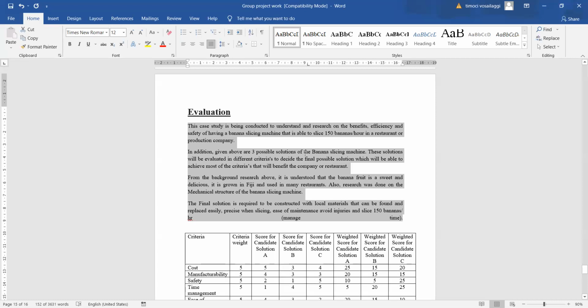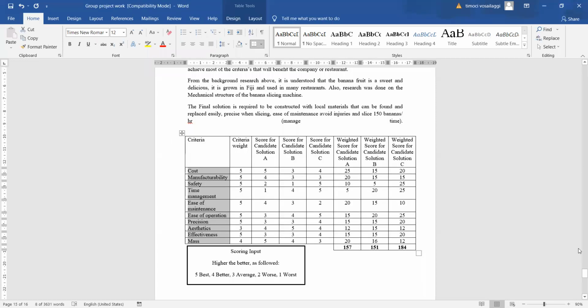The way that we're expecting you guys to evaluate is to justify the score that you give them here. So these guys have done a weighted decision matrix. You just include a table number and title for this one. But cost, manufacturability, safety, time management, ease of maintenance, ease of operation, precision, aesthetics, effectiveness, these should all be mentioned back in your design criteria. You've introduced 1, 2, 3, 4, 5, 6, 7, 8, 9, 10 criteria, but you've only mentioned 5 in your design criteria and limitations.